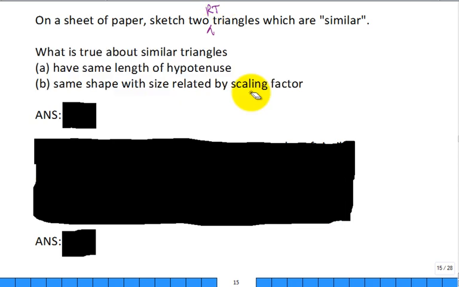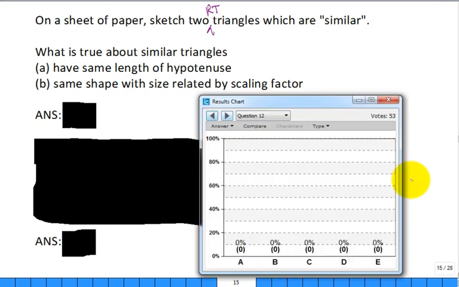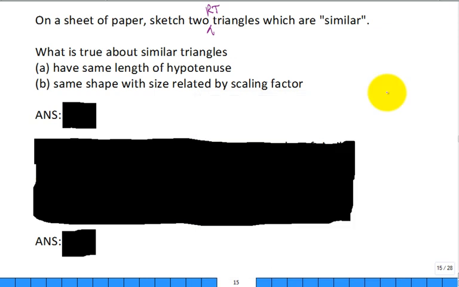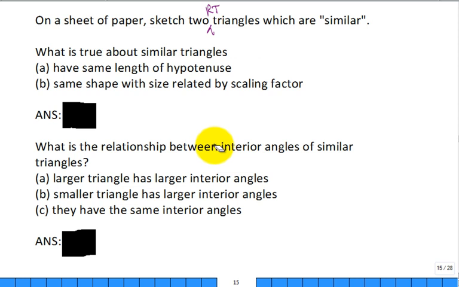All right. So, what is true about similar triangles? I've got to switch it to multiple choice and then start it. What is true? They have the same length of the hypotenuse. Is that the key idea of a similar triangle? Or they have the same shape with the size related by a scaling factor. So what's the key idea? They have the same shape that's related by a scaling factor.